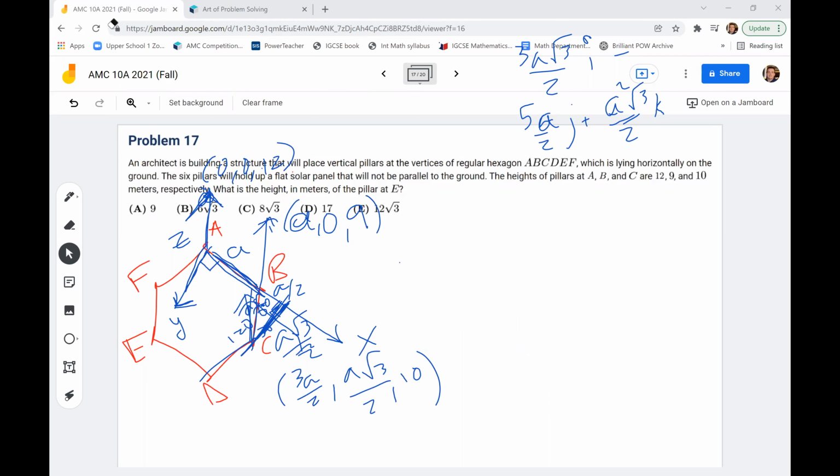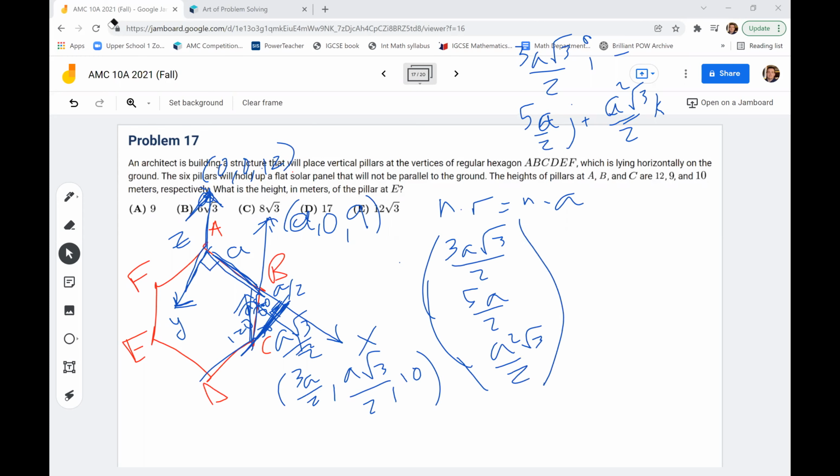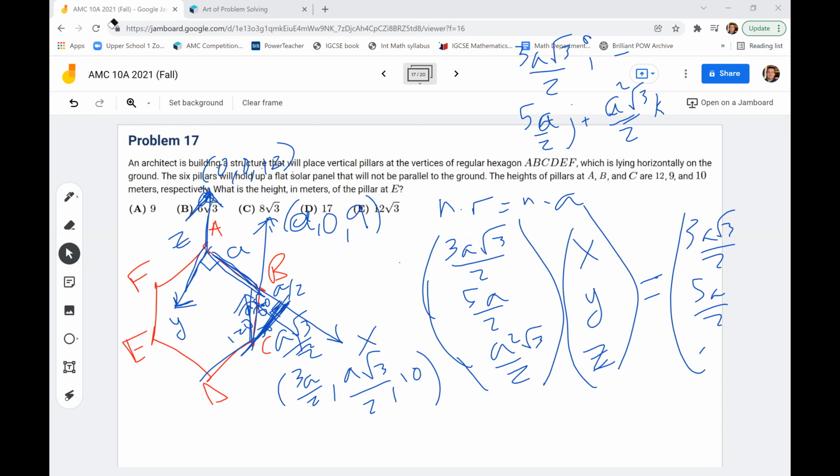Now we want to find this plane. The way we calculate a plane is by using the following formula: n dot r equals n dot a. n is the normal vector, which we just found, so that's (3a root 3 over 2, 5a over 2, a squared root 3 over 2). r is just any vector in the plane, (x, y, z), equals n, which again is (3a root 3 over 2, 5a over 2, a squared root 3 over 2), dot a, where a is some known point in the plane. The easiest one to use would be (0, 0, 12).